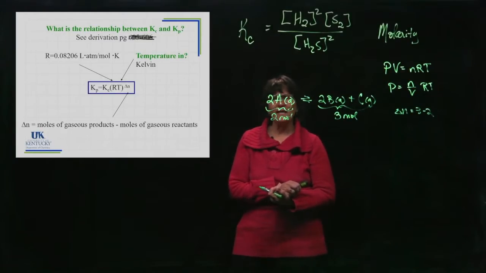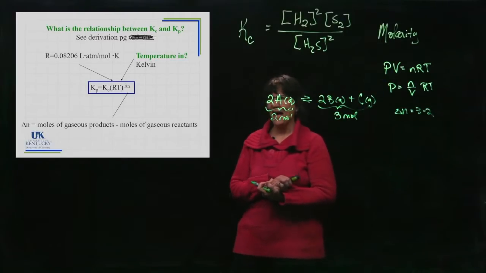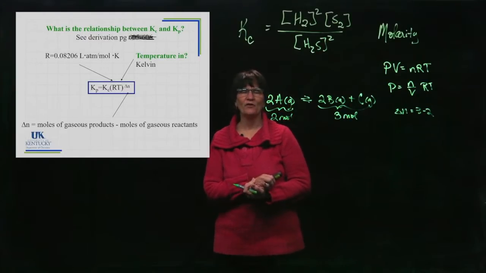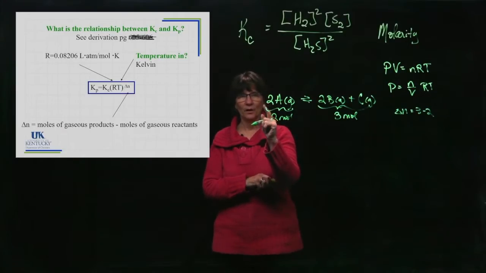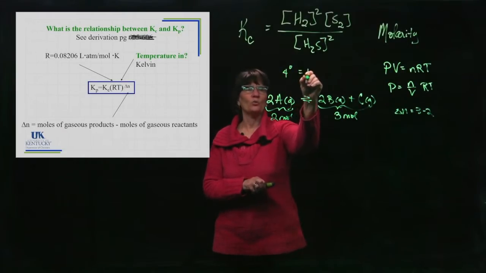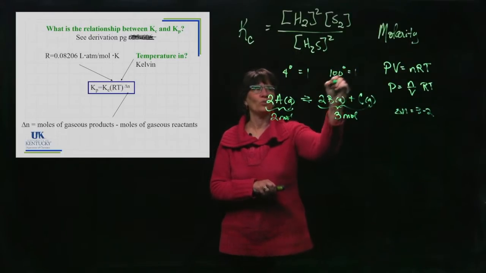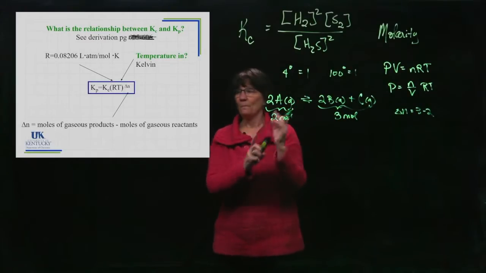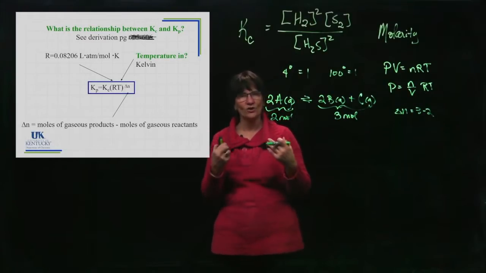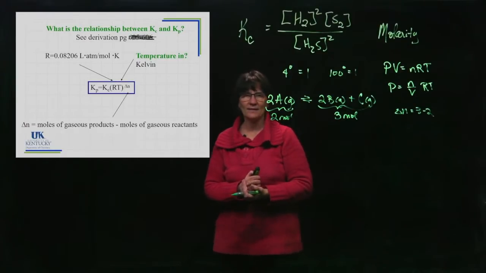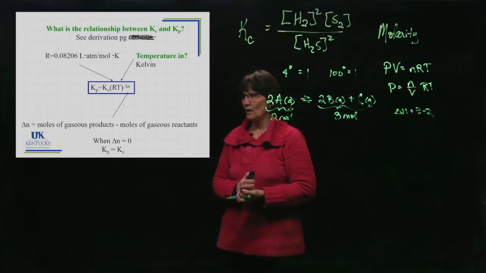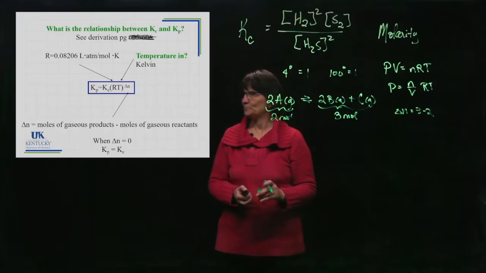So when would Kp equal Kc? What would that delta N have to be to make those equal? Well, delta N would have to be 0, because anything raised to the 0th power equals 1. 4 raised to the 0th power is 1. 100 raised to the 0th power is 1. So the R and T disappear, and Kp will equal Kc. So there are times when numerically their values are exactly the same, but it's only when delta N is equal to 0.